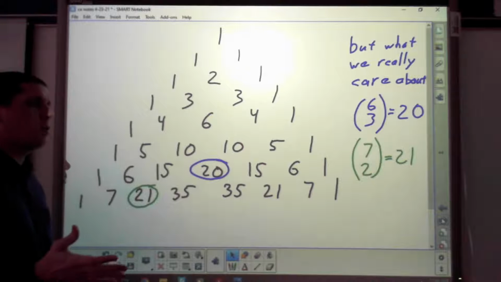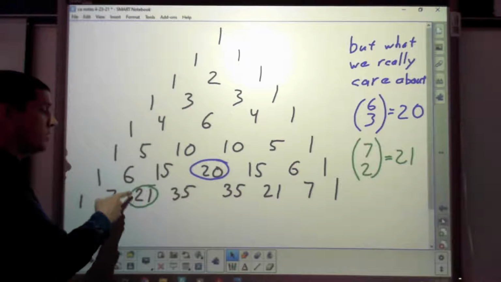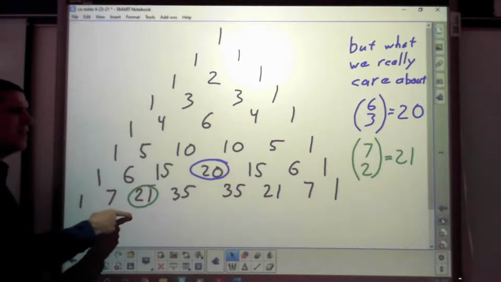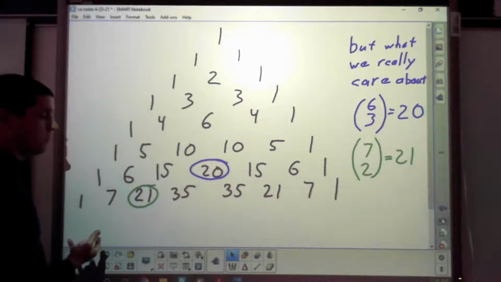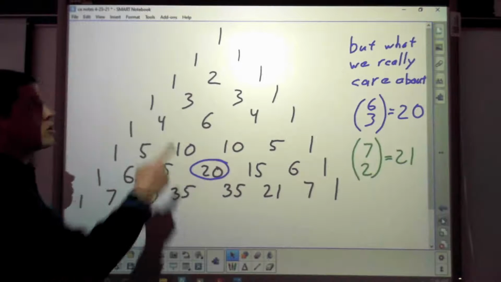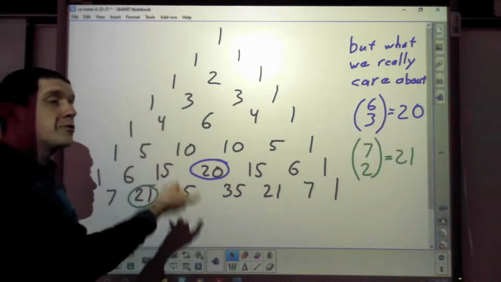Now, a few things to point out. How did I know this number? Because if you look, you might be like, well, wait, Mr. Keith, that's the third number, which I agree, it is the third number. We have to remember, much like there is a row 0, there's a choose 0.